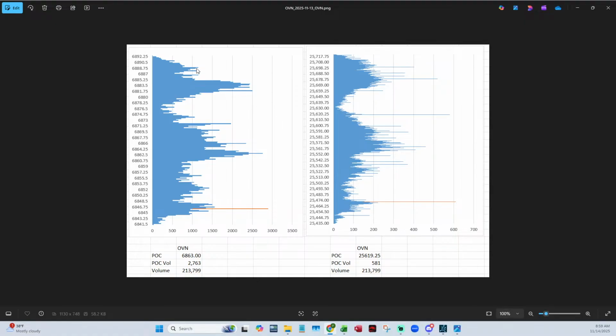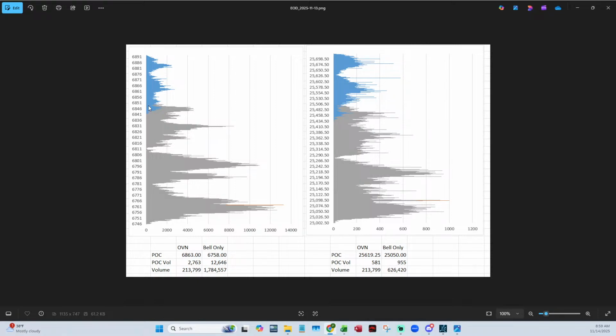So looking back at yesterday's session real quick, right? We had a slightly spiky overnight range. We opened at the bottom of the range, but as we continued into the next session, you can see how spiky it was. And just keep in mind for ES, these are ES levels we're looking at.